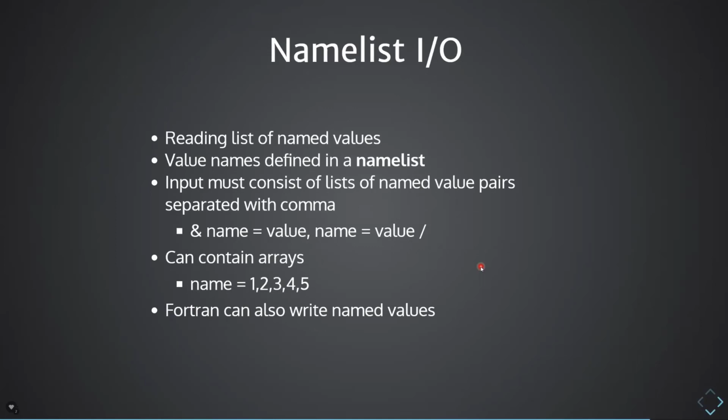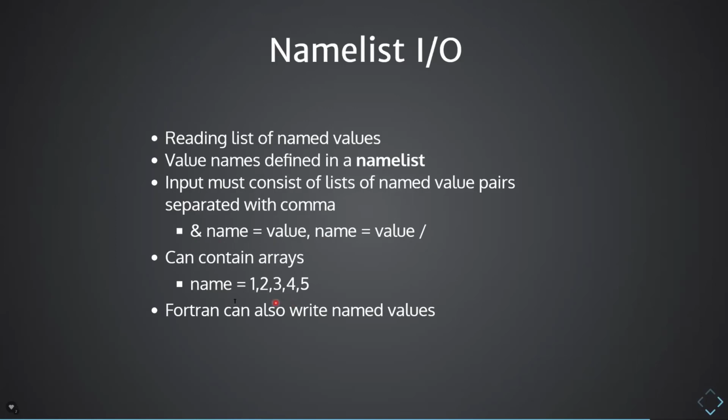What you can also do, if you want to write something that is more editable by a user, is use something called namelist IO. That means that you read data from named variables or values in a text file. You need to define these names in a namelist. In the file, the name-value pairs are separated with commas. So it looks something like this in the file: name equals a value, name equals a value, and end like this.